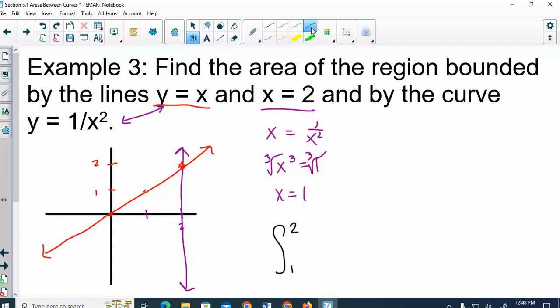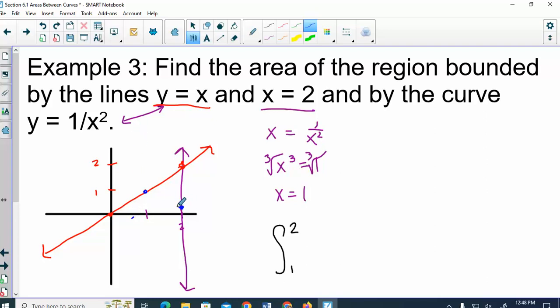Y equals 1 over x. I can't do 1 over 0, kind of like an asymptote. 1 over 1 is 1. 1 over 2 squared is 1/4. If you put in 1/2, you get 4.